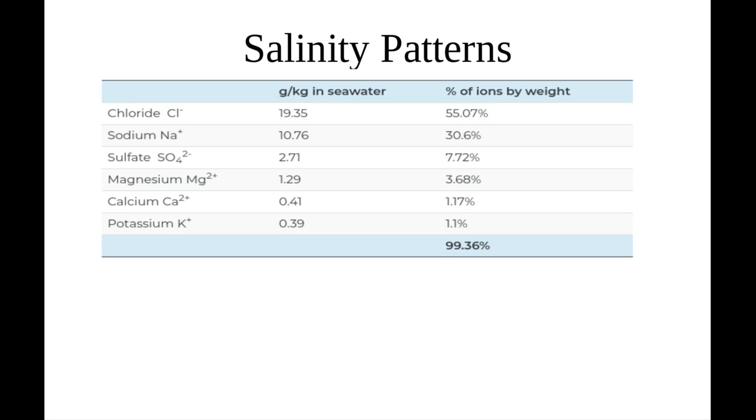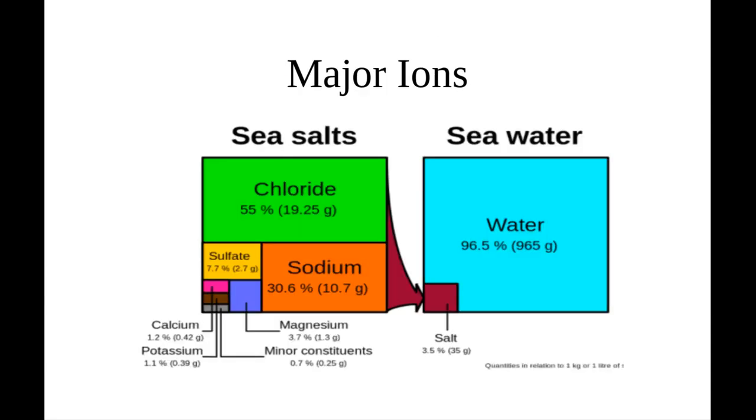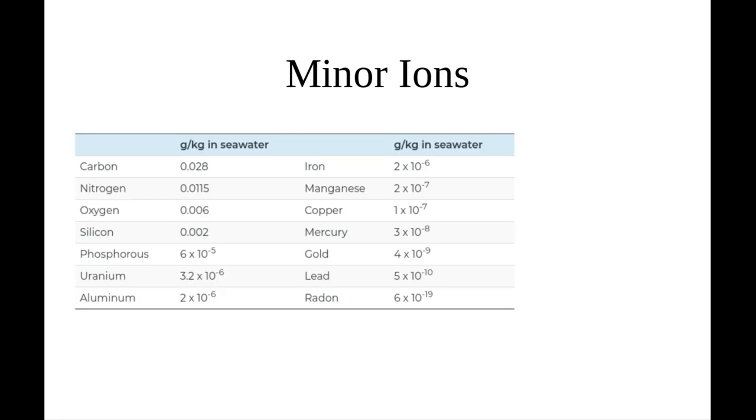Many different substances are dissolved in the ocean, but 6 ions comprise about 99.4% of all of the ions in seawater. These 6 major ions are chloride, sodium, sulfate, magnesium, calcium, and potassium. Chloride and sodium, the components of table salt, sodium chloride, make up over 85% of the ions in the ocean. This is why seawater tastes salty.